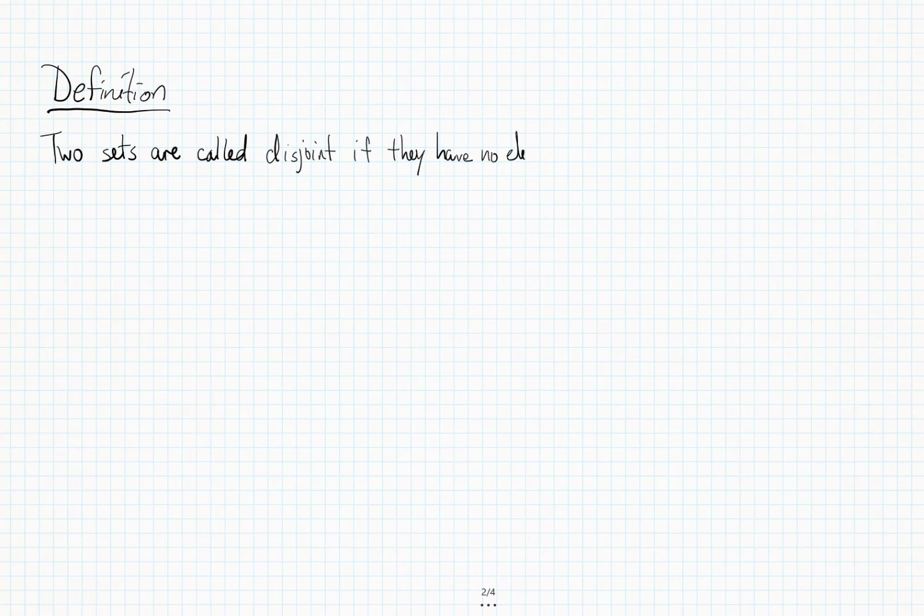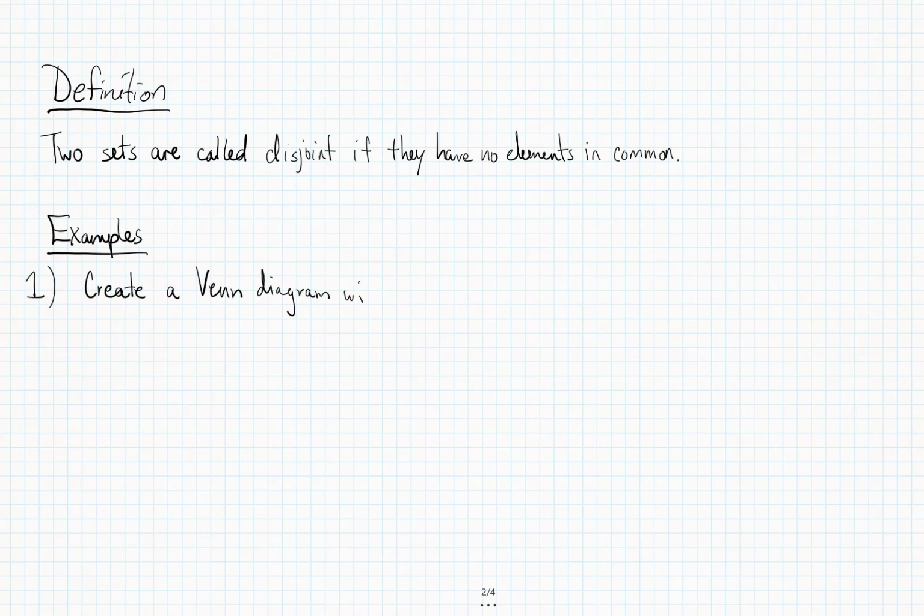Moving forward from there, what we want to do is start to do things with these Venn diagrams and indicate certain types of representations. We'll look at a definition first: two sets are called disjoint sets if they have no elements in common. And what would that look like? Well, let's create a Venn diagram with two disjoint sets.